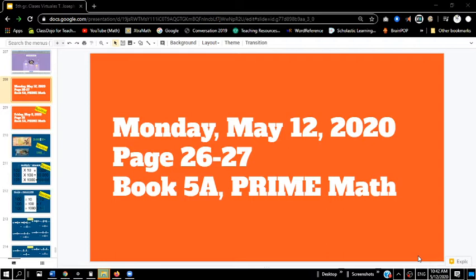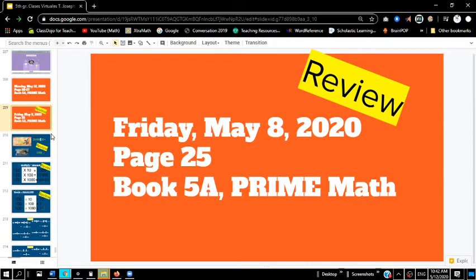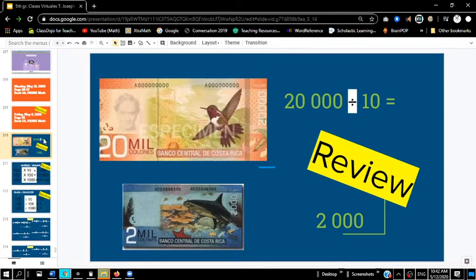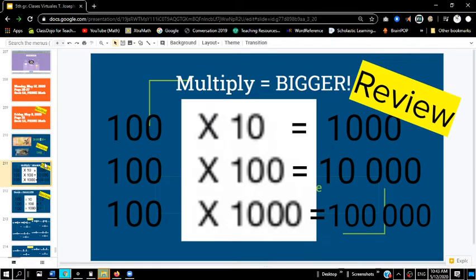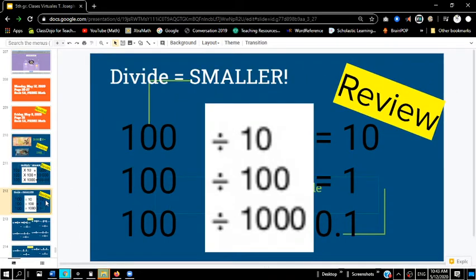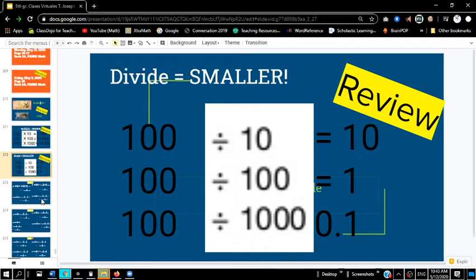Let's just do a little bit of review from last time, just so that you understand this concept a little bit better. On Friday, we learned about dividing by base 10 numbers. So if you have 20,000 and you divide that by 10, our number is going to get smaller. 2,000 is our answer. Again, when we multiply, our answer always gets bigger, right? But when we divide, we need to understand that our number is getting smaller, okay? Because we're just dividing that among many different items or people or students or whatever it might be.